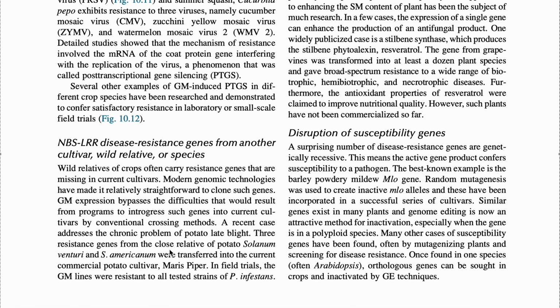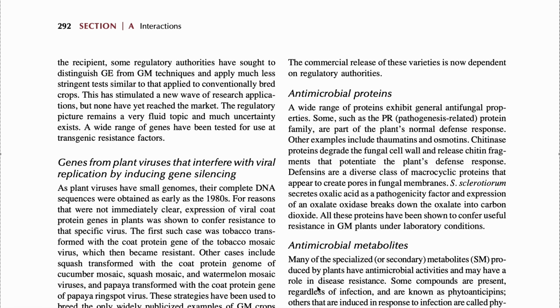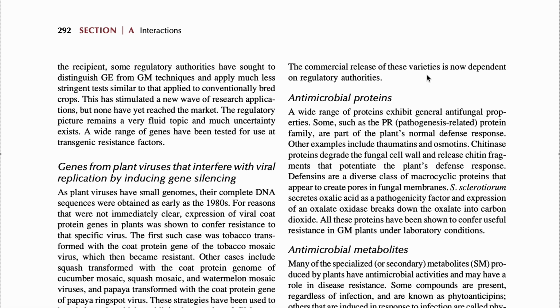A recent case addresses the chronic problem of potato late blight. Three resistance genes from close relatives of potato, Solanum venturii and Solanum americanum, were transferred into the current commercial potato cultivar, Maris Piper. In field trials, the GM lines were resistant to all tested strains of Phytophthora infestans. The commercial release of these varieties is now dependent on regulatory authorities.